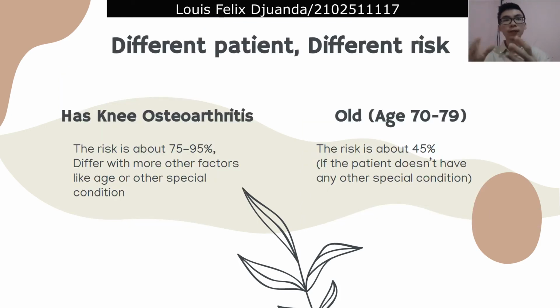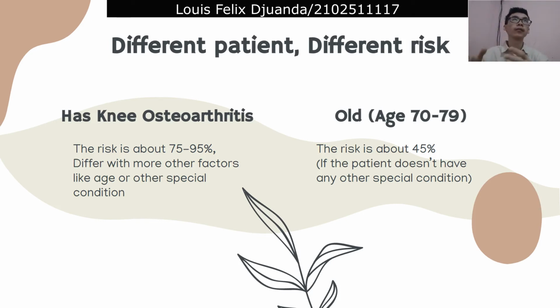Next, different patients have different risk. People with special medical conditions like knee osteoarthritis have a risk in the range of 75 to 95%, while all people with old age have a percentage of about 45%. But this is when he or she doesn't have any other special condition, because special conditions can amplify the percentage even higher.